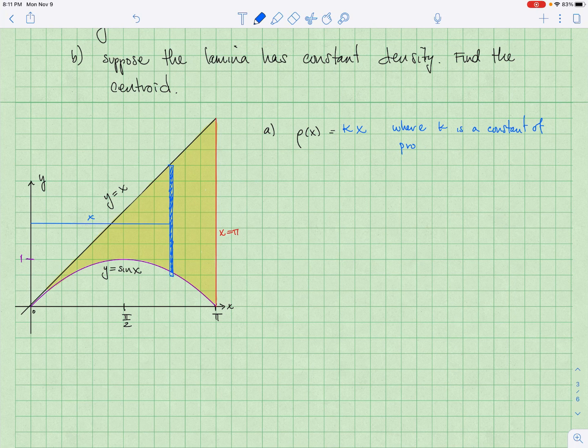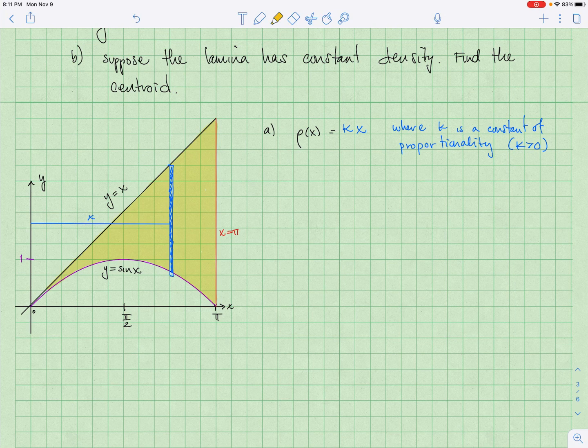And we're going to assume k is greater than 0. Come on, we're going to assume that I can't spell either. Proportionality. K greater than 0. Which basically means this plate gets denser as we get further and further to the right.